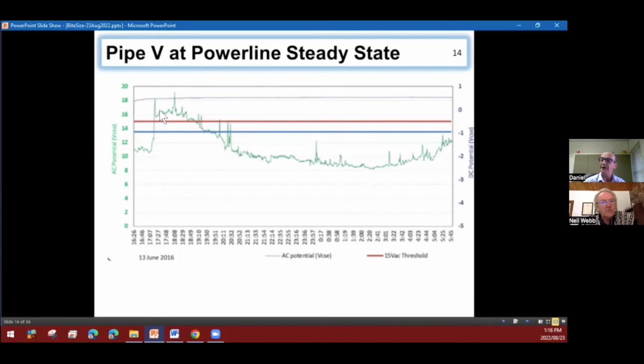On the left-hand axis, we see the AC potential. It started off at a 10-volt potential, then went up through 16, and hovered between 16 and 18 volts for 2 hours. Then it went down, typically with a load that went down in the middle of the night, so we've got a low load. So there's a real situation where, at steady state, you could have had a problem.